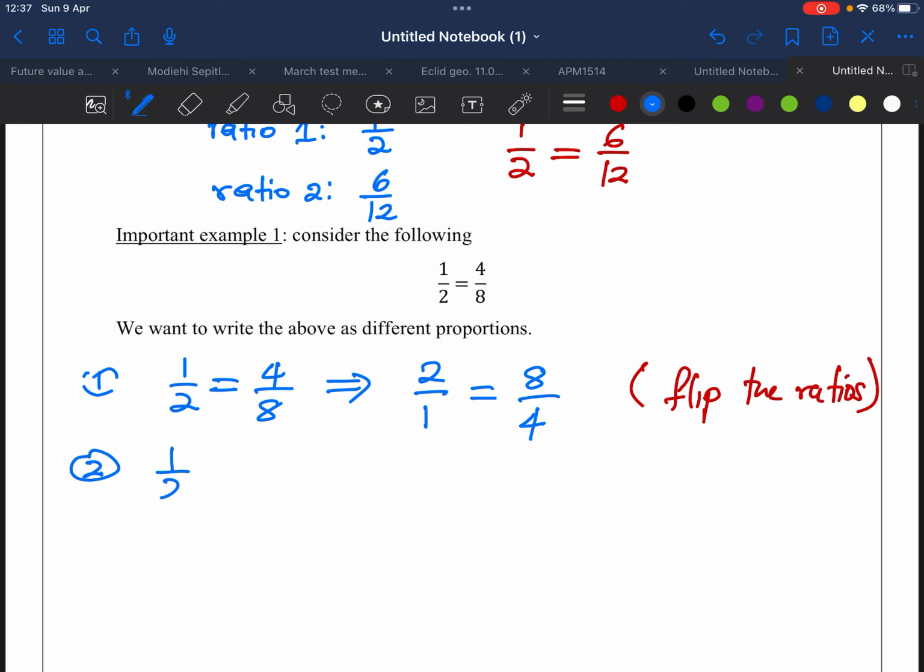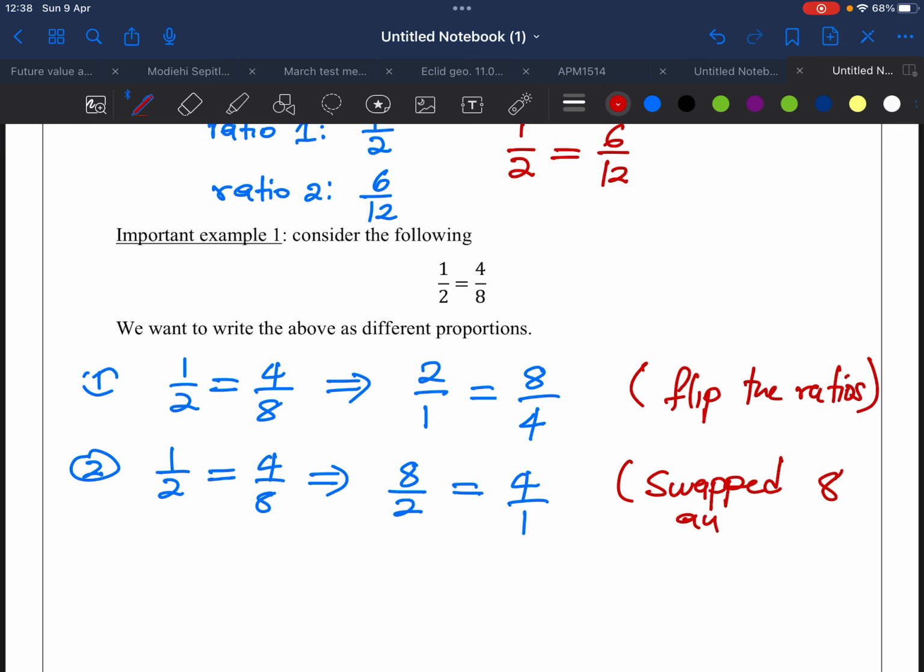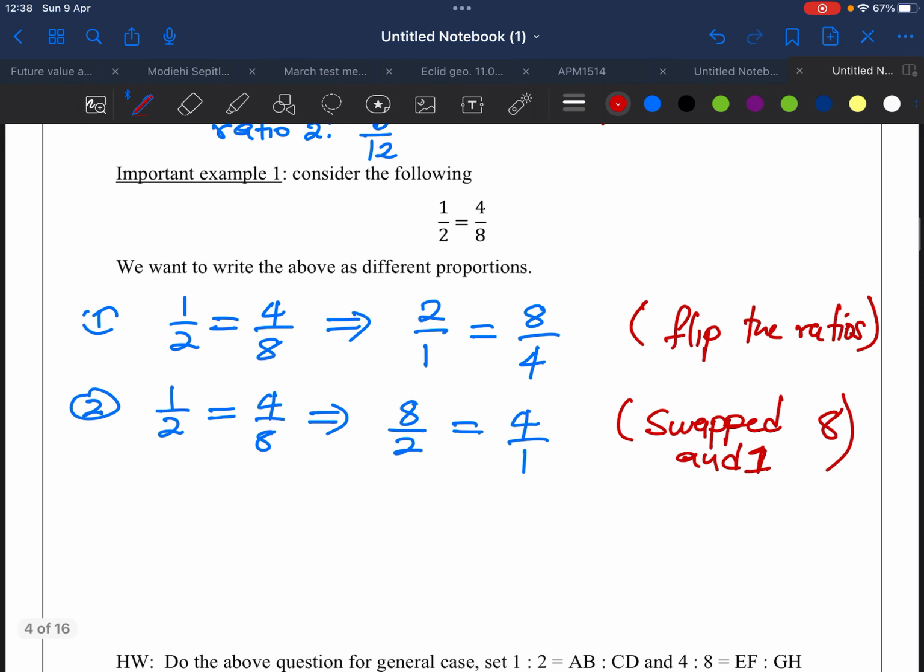Now another way to do it, number 2. We had 1 over 2 equivalent to 4 over 8. This can be written as 8 over 2 equivalent to 4 over 1. Why is that? Because 8 over 2 is equivalent to 4. So we just swapped 8 and 1 there.